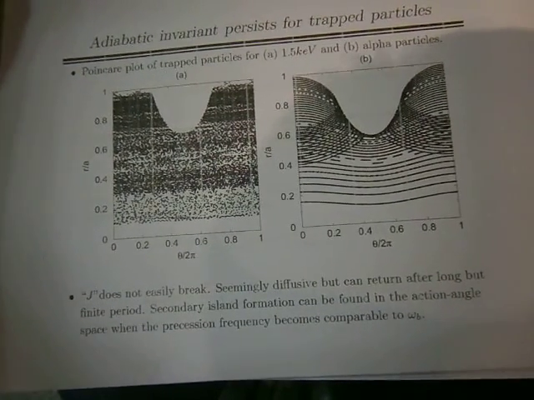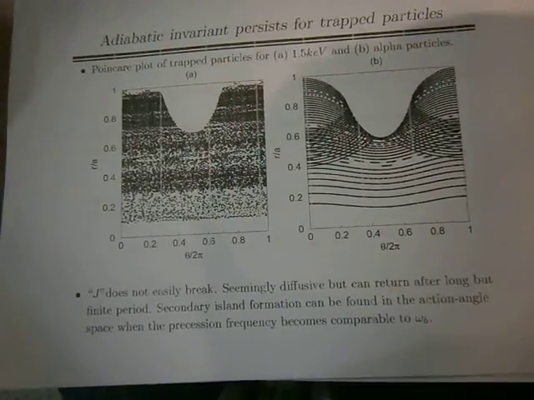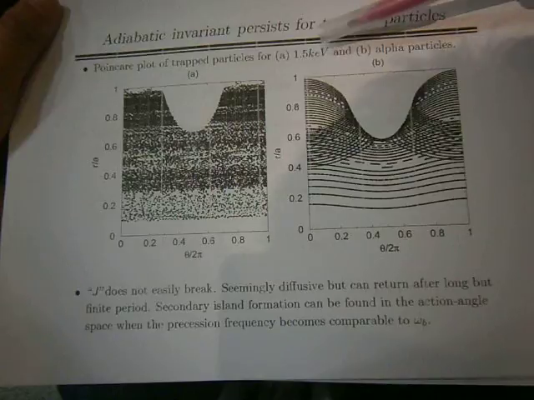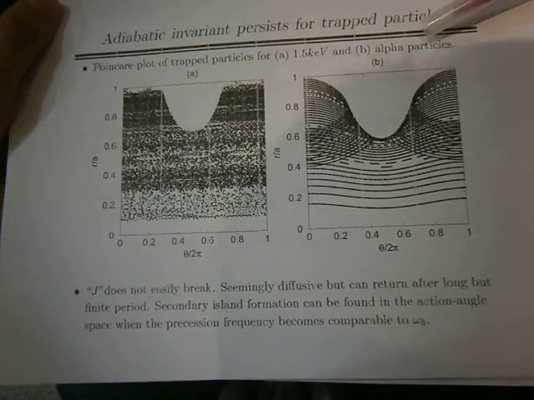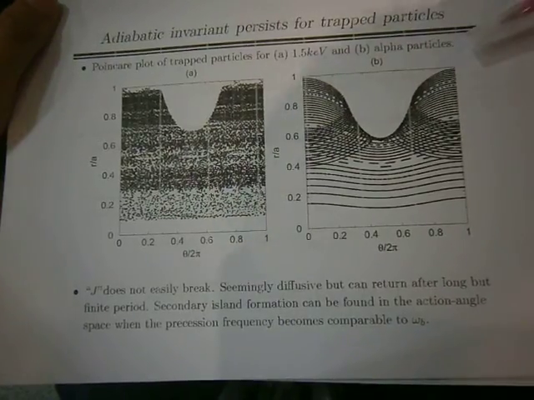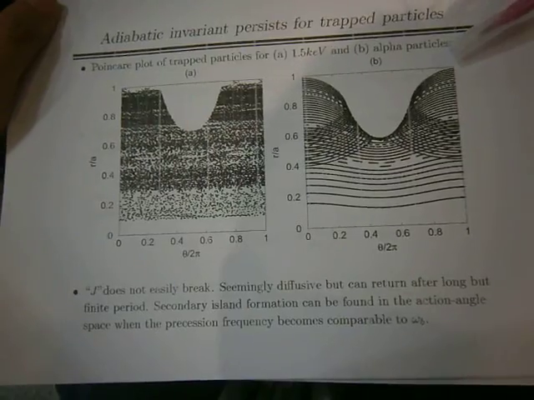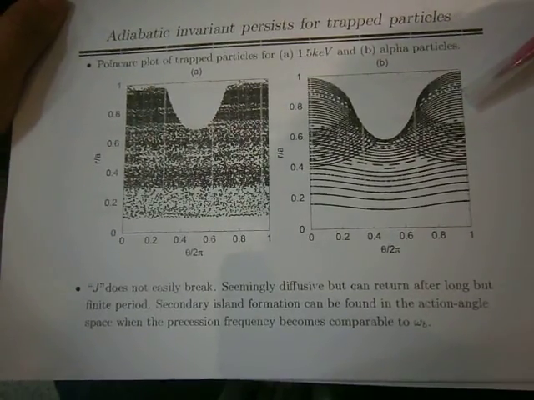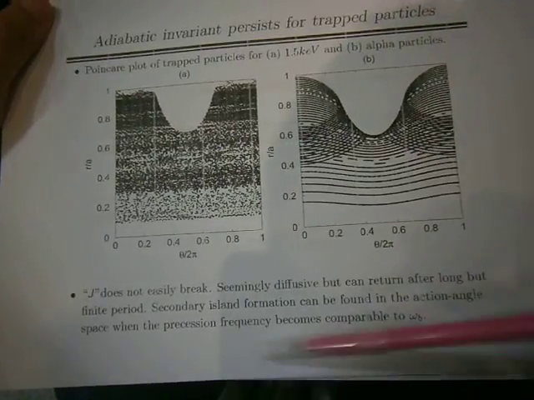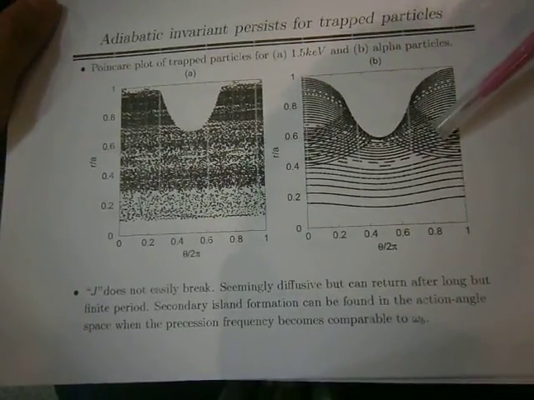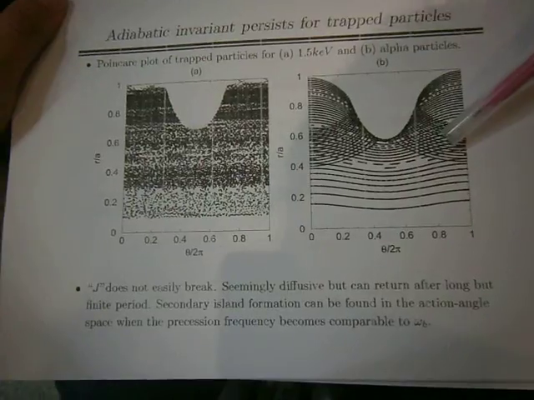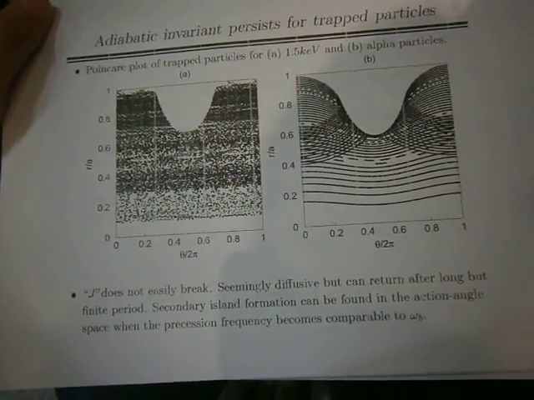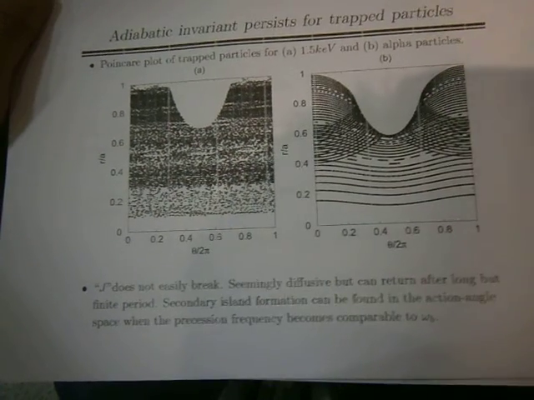Adiabatic invariants present for the trapped particle, a Poincare plot of trapped particle from the 1.5 kilo electron volt alpha particle. No easy black seeming different but can return after long but finite period. Secondary island formation can be found in the action angle space with precession frequency between comparable.